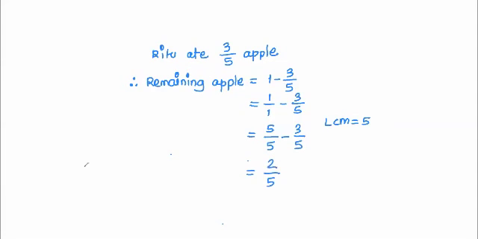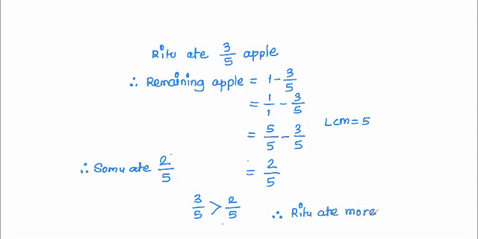So therefore, Somu ate 2 upon 5 apple. Now who ate more? So we have to compare 3 upon 5 and 2 upon 5. We know that when the denominators are same, the higher the numerator, the greater is that fraction. So 3 upon 5 is greater. Therefore, Ritu ate more. But by how much?